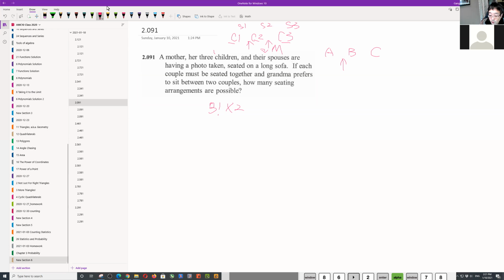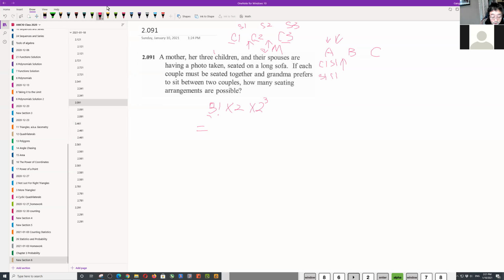So between each couple, for example, couple A, who have child 1 and spouse 1, it could be arranged this way, or spouse 1, child 1 could be this way. So basically there are 2 ways. So for each couple, I have to multiply by 2, so I have to multiply 2 cubed. That's the way it can be arranged.